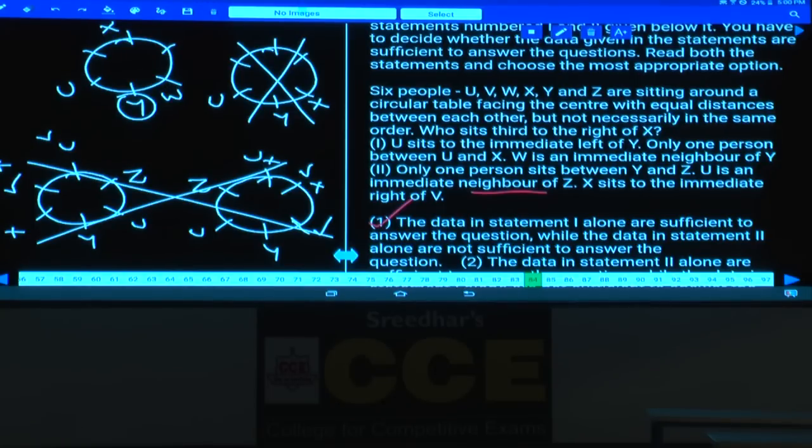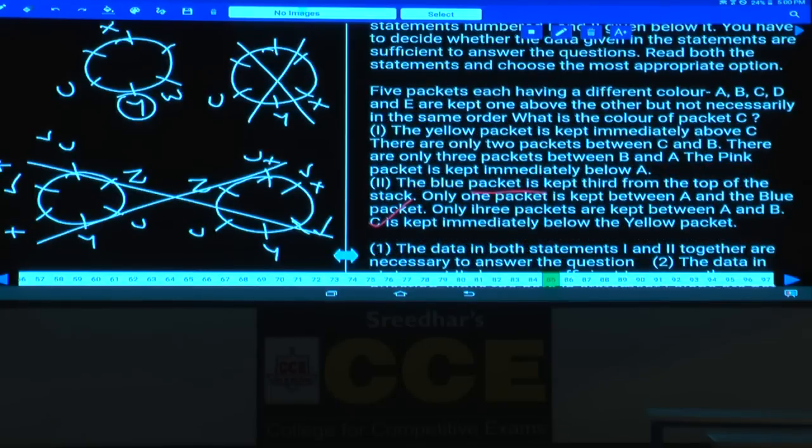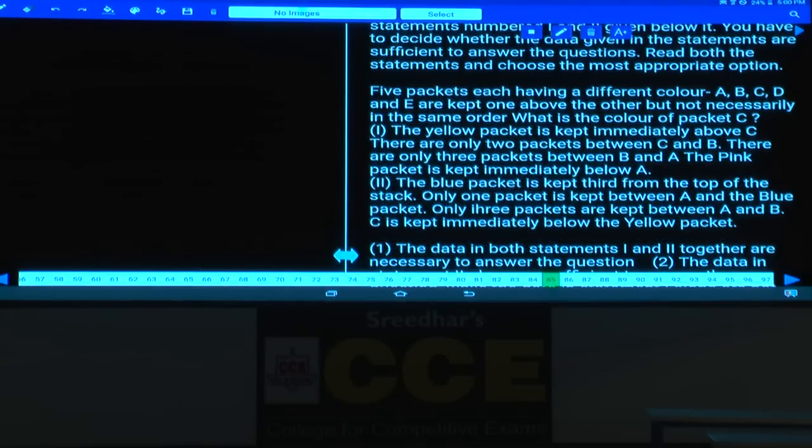Then coming to question number 85. In this question, 5 packets each having a different color, A, B, C, D and E, are kept one above the other but not necessarily in the same order. What is the question here? What is the color of packet C? We need to find out the color of this packet C.